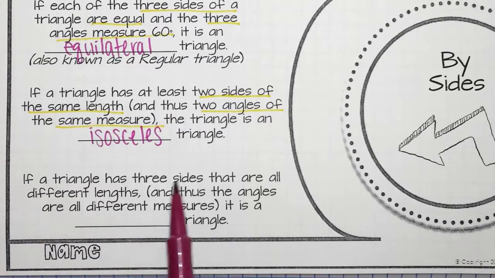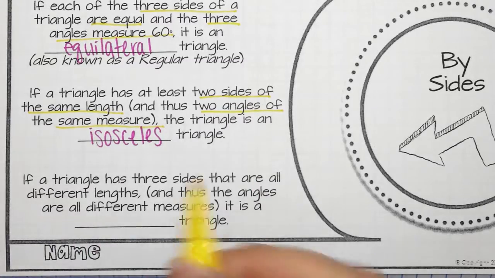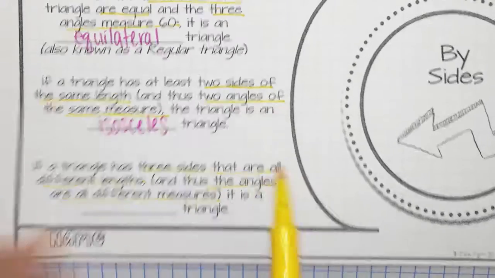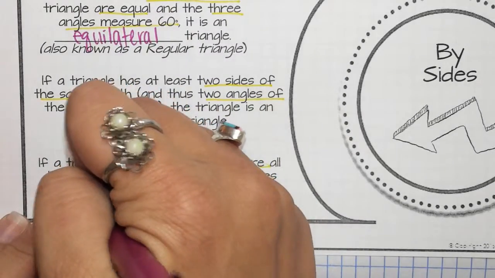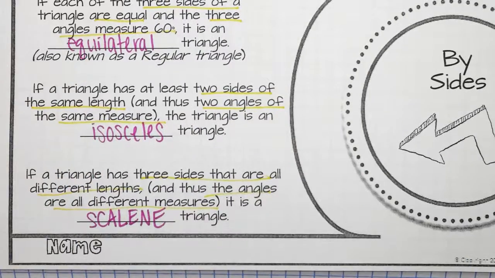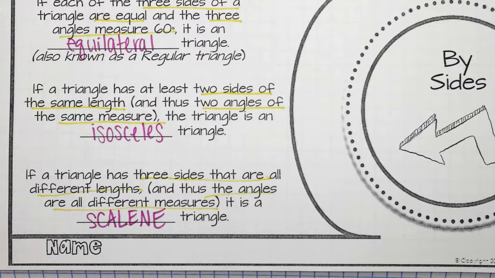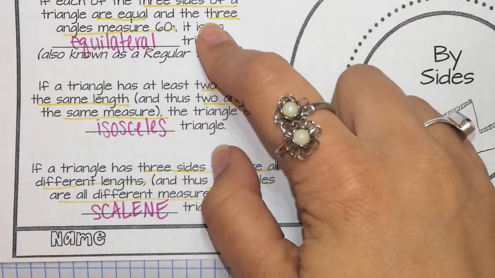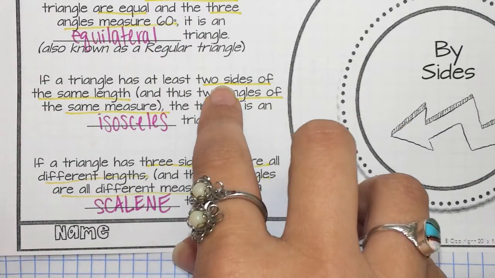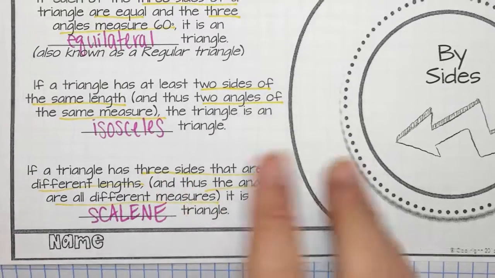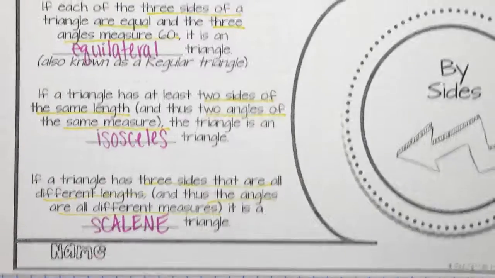Alright, so if a triangle has three sides that are all different lengths and all the angles are different, it is a scalene triangle. Now, knowing what we know, if it has three sides congruent and three congruent angles, it's equilateral. If it has two sides congruent and two angles congruent, it's isosceles. And three sides not congruent, three angles not congruent, it's scalene. Let's go answer our questions.